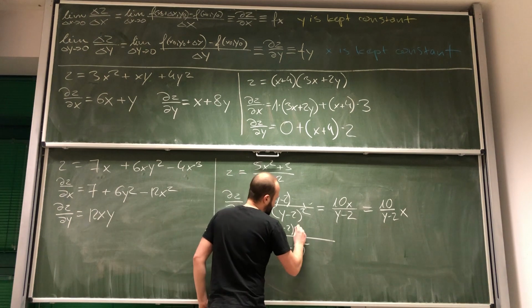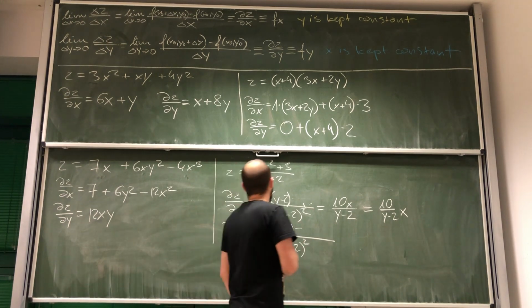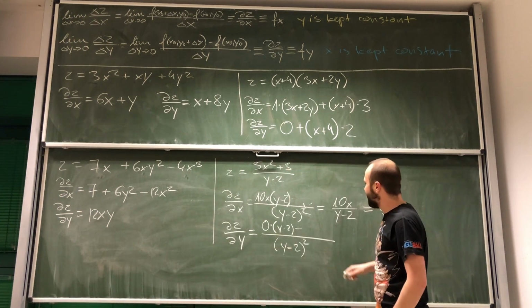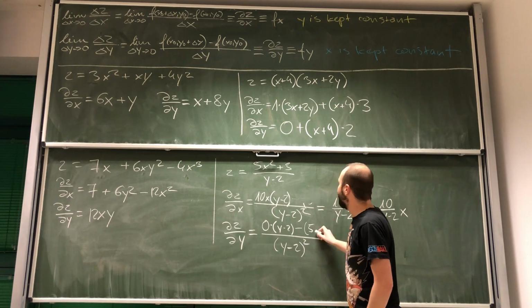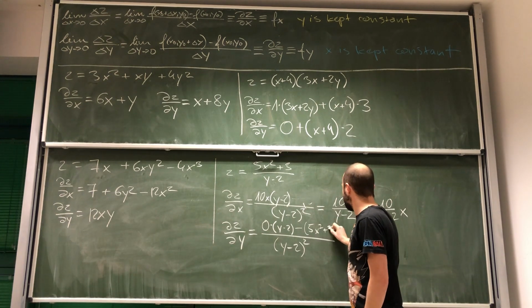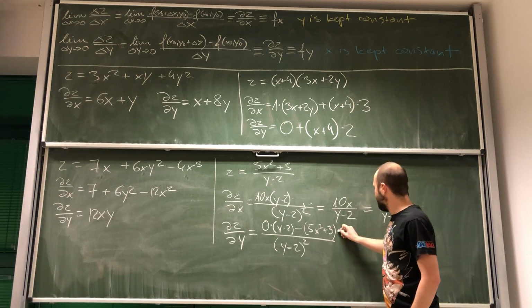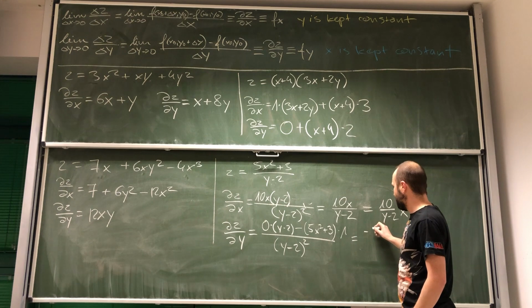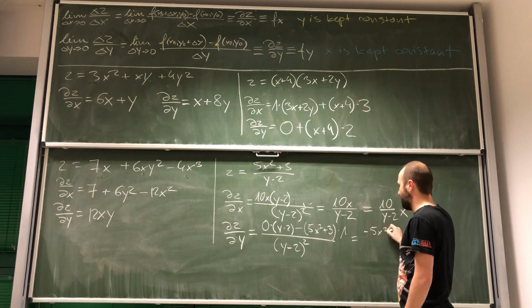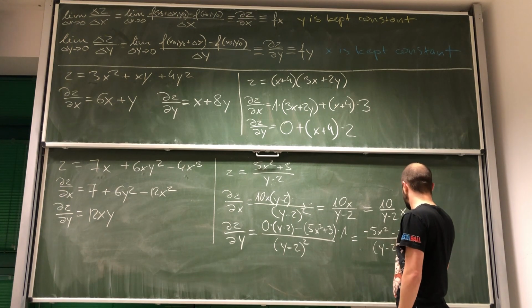And then we've got minus the first one, 5x squared plus 3, times the derivative of y, which is 1, which gives us negative 5x squared minus 3 over (y minus 2) squared.